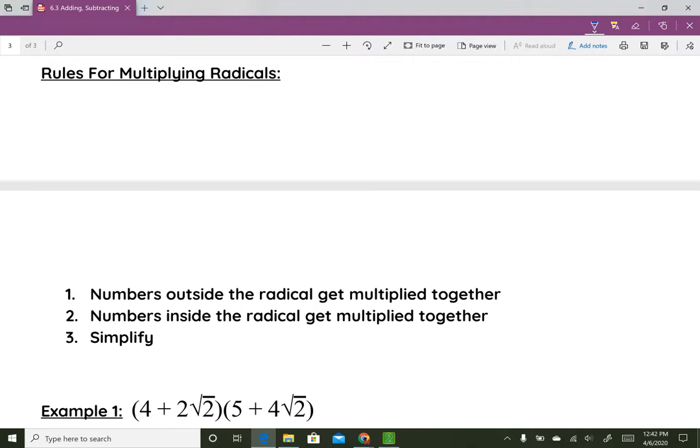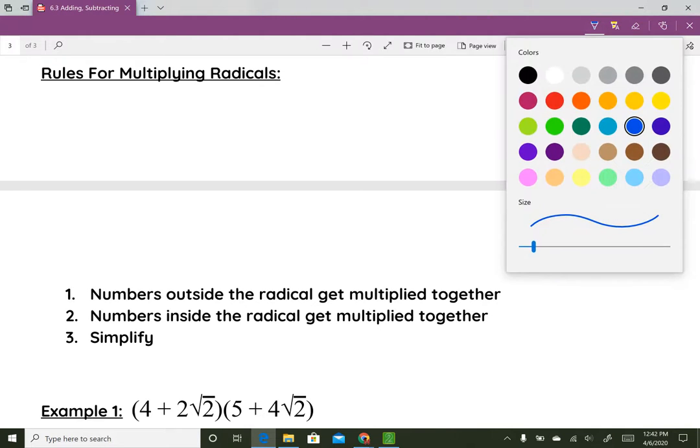Today we're going to be talking about multiplying radicals, radical expressions. There's two types that we're going to look at. Really excited about it. So thanks for tuning in.